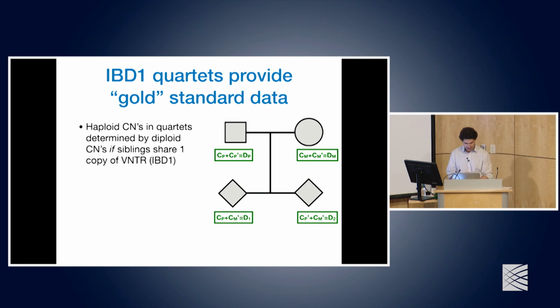So here's a quartet. We've got 4 individuals with 4 diploid copy number estimates. And it looks like we have 8 haplotypes, but we really only have 4 haplotypes because there's haplotype sharing between the parents and the kids. So we have a system of 4 equations and 4 unknowns, and it just so happens that if the kids share exactly 1 copy of the VNTR, we can solve this system of equations exactly.